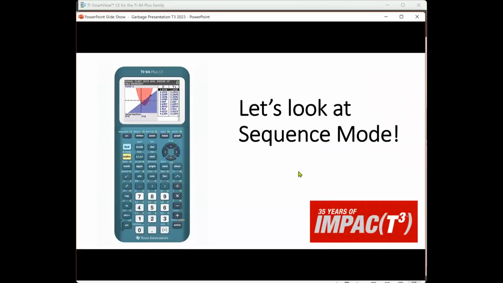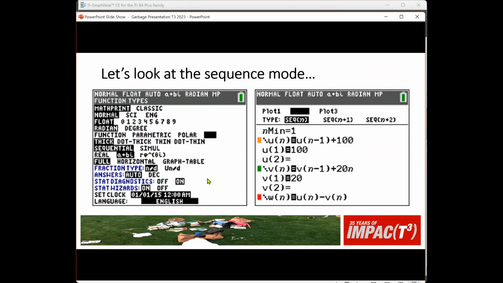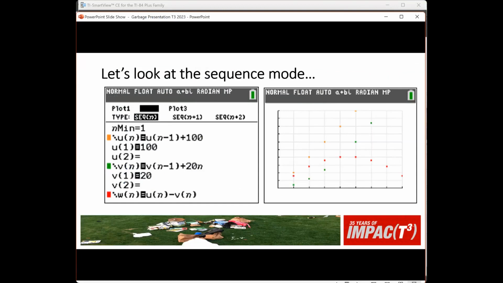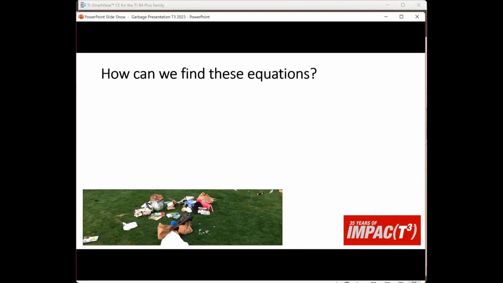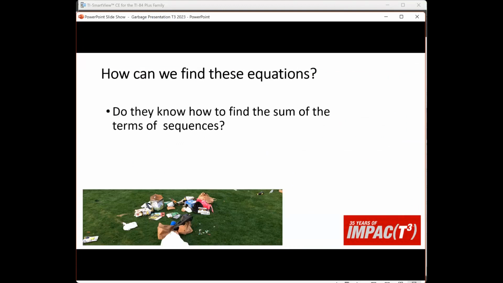All right. Next, and remember, this is what we did. We changed the mode to sequence. We typed in our equations, and that's what the data looked like. Remember that I still had the scatter plot on, so that's why I had darker red points. Now, how can we find the equations without having to depend on the calculator? That's another question. Do they know how to find the sum of terms of sequences?